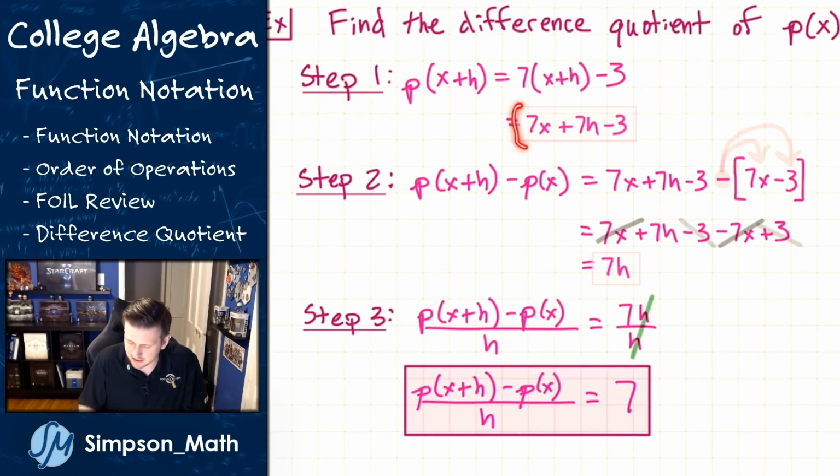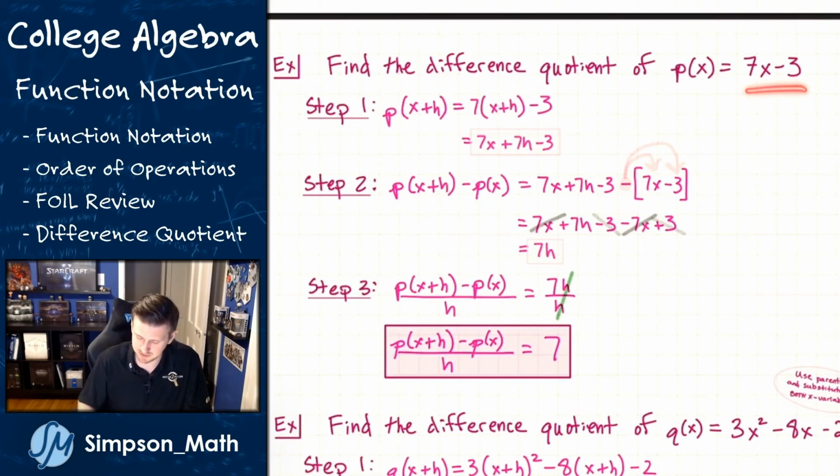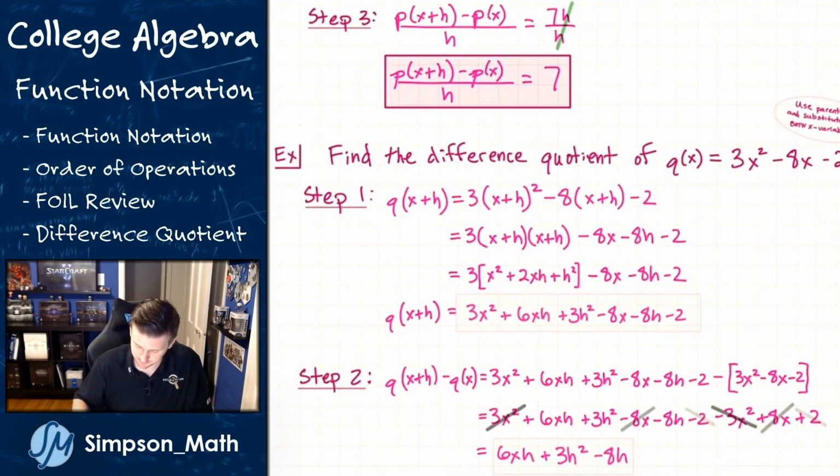And I have put little boxes around these endpoints. You can maybe put an oval or something. It's not my final answer, but it's just helpful to be like, okay, that part's finished, that step's finished. And then I put my 7h divided by h. H is reduced, and we're left with 7. So there you have it. The difference quotient of 7x minus 3 is just 7, which again should not be a surprise because that's the slope of this line. All right, so now we have this quadratic.